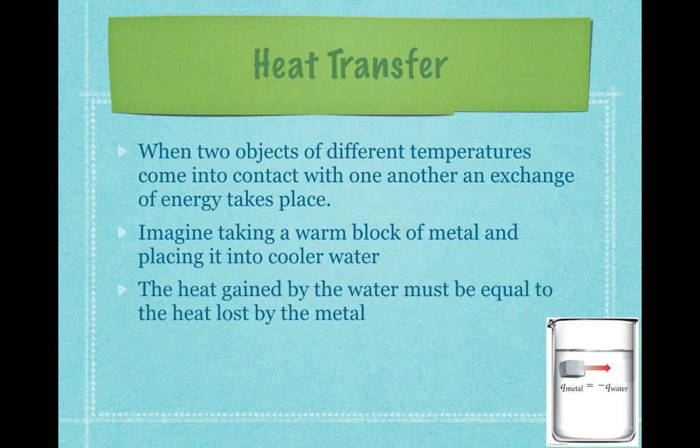And the amount of heat gained by the water must be equal to the amount of heat lost by the metal. Now, they may have different changes in temperature, but the total amount of heat gained and lost has to be exactly the same. So that means that Q of the metal, so the heat of the metal, has to equal negative Q of the water. And the reason we have opposite signs there is because the metal is losing heat and the water is gaining heat. So because one's gaining and one's losing, they're going to have opposite signs as far as the heat, but the value of the heat is going to be the same.